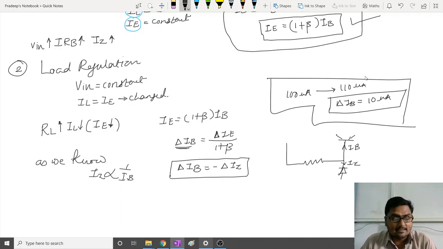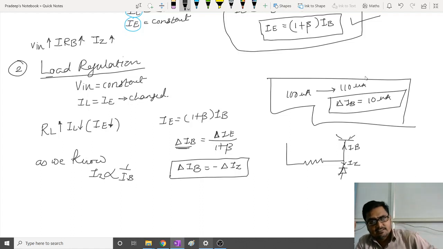Now what is our process? I want to check load regulation. It means the output voltage is constant, and even the input voltage is constant. I just want to check, if I change the load current, what is the effect of that change in load current on the output voltage. The output voltage must be constant. If you are changing the load current, still the output voltage should remain constant. And how? That's what we are checking now. So I am changing the load resistance, and the load current will decrease.